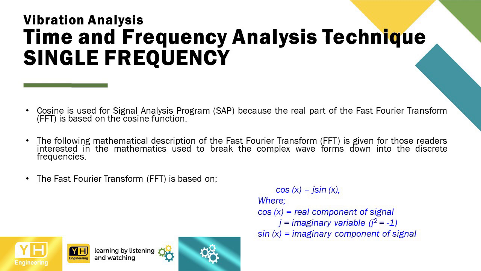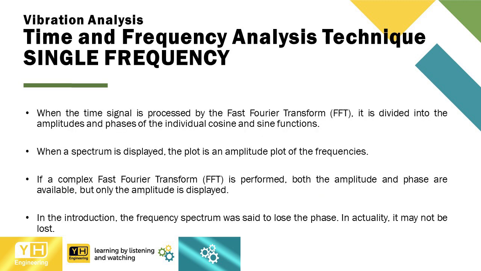The fast Fourier transform, FFT, is based on cosine x plus j sine x, where cosine x equals the real component of the signal, j equals the imaginary variable, j squared is equal to minus 1, and sine x equals the imaginary component of the signal. When the time signal is processed by the FFT, it is divided into the amplitudes and phases of the individual cosine and sine functions.